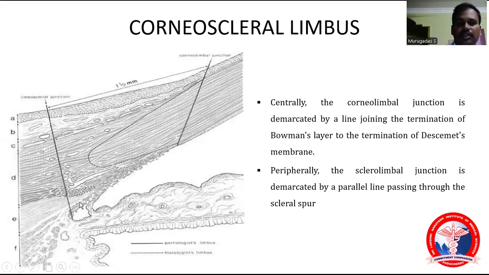Peripherally, the posterior limit of the sclerocorneal limbus, the sclerolimbal junction, is demarcated by a parallel line passing through the scleral spur. This is called the scleral spur, where the posterior part of the trabecular meshwork is getting attached. Here you can see the trabecular meshwork, which is bridged between the Schwalbe's line, the posterior limit of the Descemet's membrane, and the anterior part of the scleral spur.